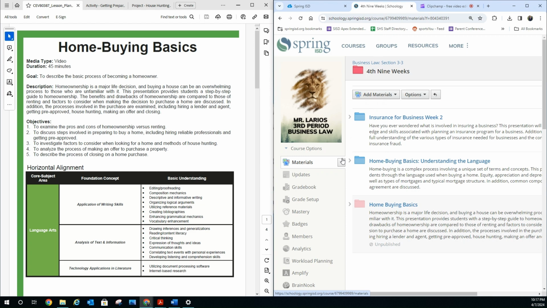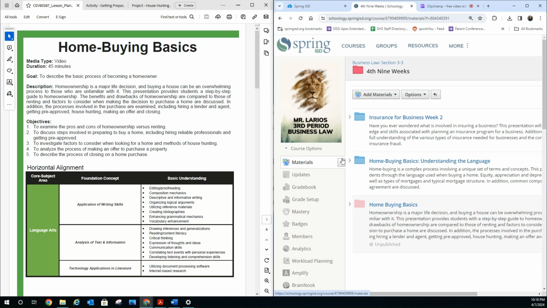Home ownership is a major life decision, and buying a house can be an overwhelming process for those who are unfamiliar with it. That's why we are doing this presentation, to give you a step-by-step guide to home ownership. The benefits and drawbacks of home ownership compared to renting, and factors to consider when deciding to purchase a home, are discussed in this lesson. In addition, the processes involved in the purchase are examined, including hiring a lender and an agent, getting pre-approved, house hunting, making an offer, and getting to the final process of closing on your sale.